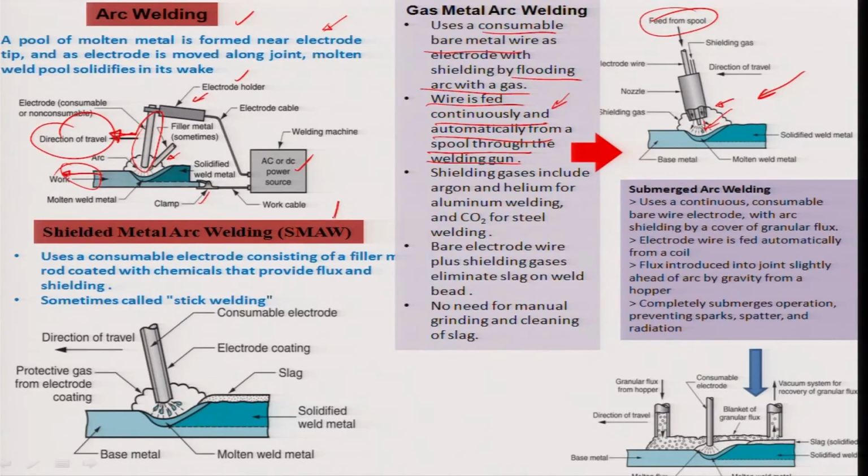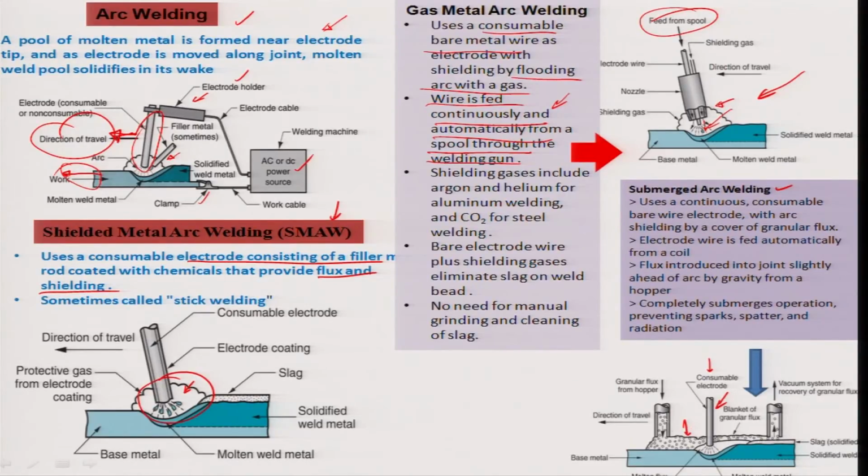We also have a shielded metal arc welding process which uses a consumable electrode which consists of a filler material, actually a rod coated with chemicals that would provide both the flux and the shielding effect. Sometimes it is also known as stick welding. You can see here, for example, the electrode is getting consumed, so it produces the flux, produces the shielding environment, and also produces the material which melts and acts as a filler. We also have a submerged arc welding process which uses a continuous consumable bare wire electrode, as can be seen in this particular schematic here, with an arc shielded by a cover of a granular flux.